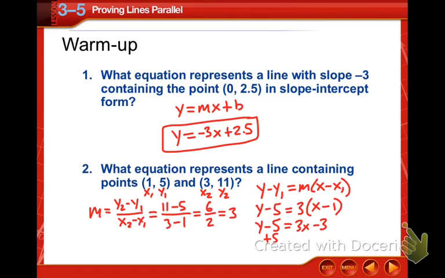And we add 5 to both sides. Cancels it on the left, and we're left with our answer. y is equal to 3x, and -3 plus 5 is a positive 2. So y equals 3x plus 2. That line goes through those 2 points.